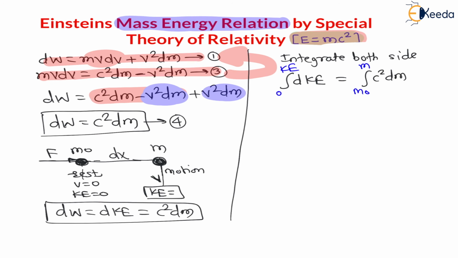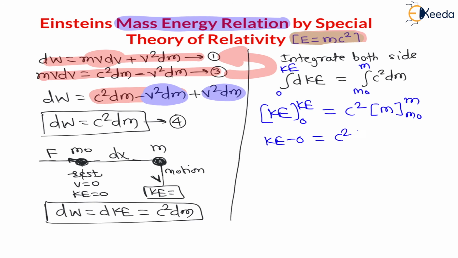Therefore, kinetic energy changing from 0 to KE is equal to c square, which is always constant, the velocity of light, outside the integration. Integration of dm is m, and m changes from m0 to m. Let us put the limits. Therefore, KE minus 0 is equal to c square times (m minus m0). Multiplying c square inside the bracket, kinetic energy is equal to mc square minus m0 c square.